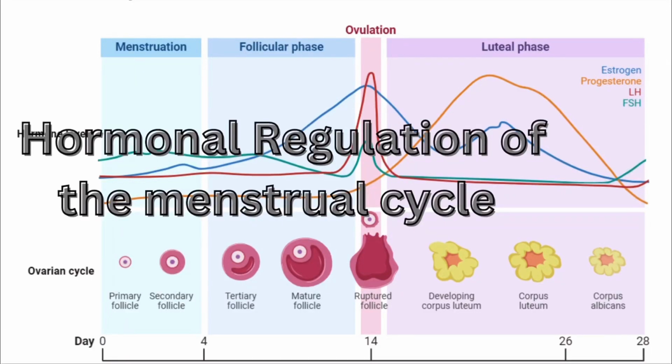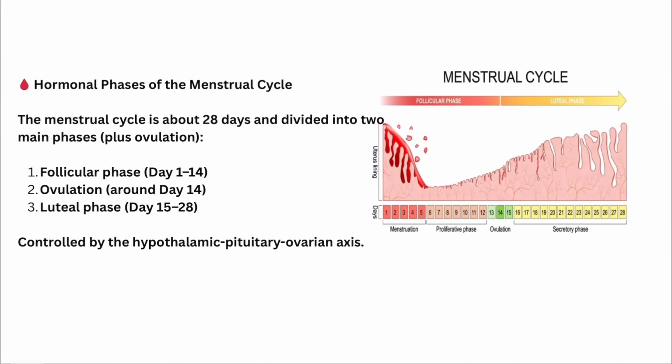In this video, we will talk about the hormonal regulation of the menstrual cycle. As we know, the menstrual cycle is around 28 days and it is divided into two main phases: the follicular phase, which is 14 days, and after that the luteal phase, from day 14 to day 28. Day 14 is the middle of the menstrual cycle. It's the ovulation. It happens on day 14.